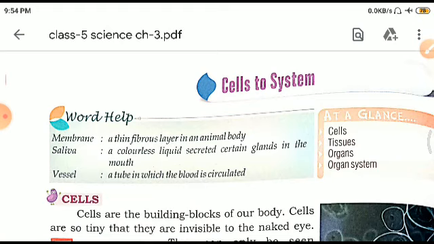Today we will be studying the journey from cells to system, right? What different steps or components convert a very small thing, a cell, into a huge system, which is the human body? At a glance, four terms are written: cell, tissue, organ, and organ system, and we will be dealing with each one of them. Please follow me as I read this chapter.